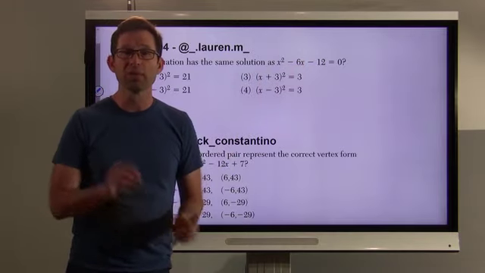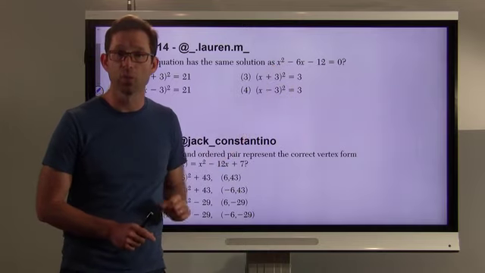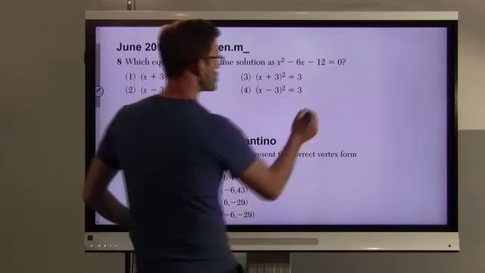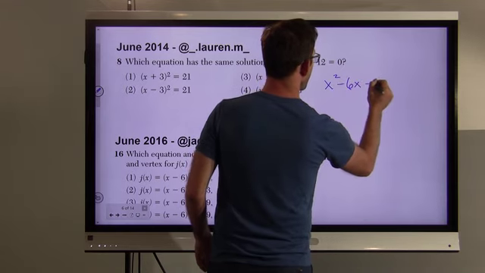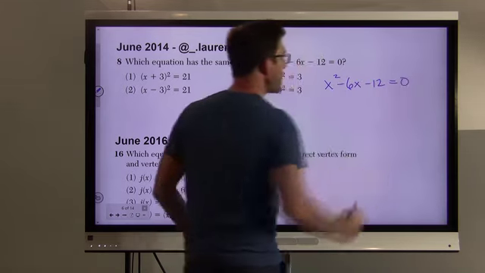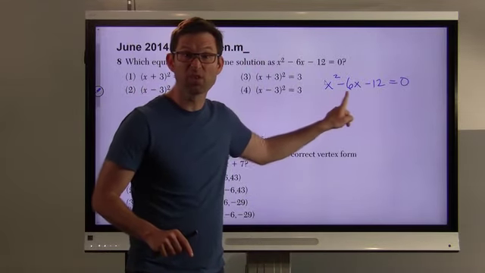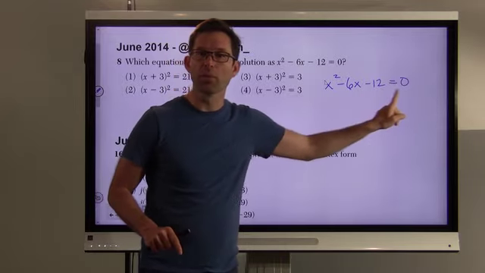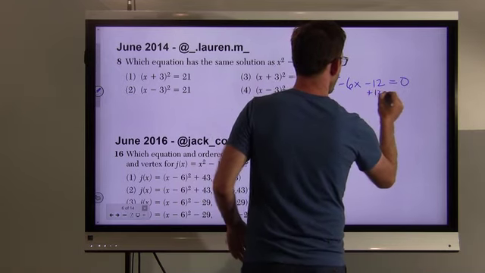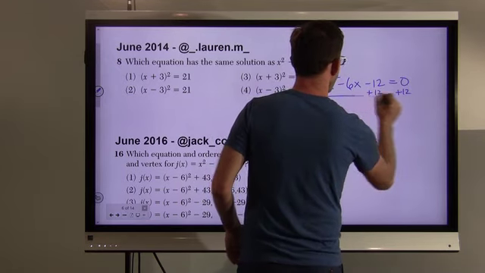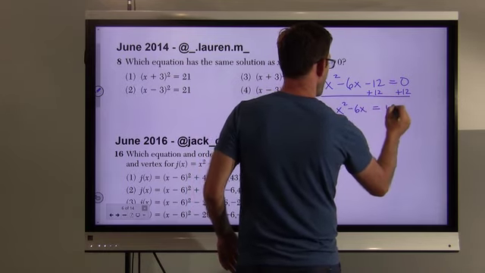One of the things you use completing the square for is solving quadratic equations, equations where there's an x squared in them. Now, if I'm solving this equation using completing the square, completing the square has absolutely nothing to do with that number, that minus 12. It's all about the x squared and the 6x. So what I would do is put that 12 on the other side. I'd add 12 to both sides, and I'd get something like this: x squared minus 6x equals 12.